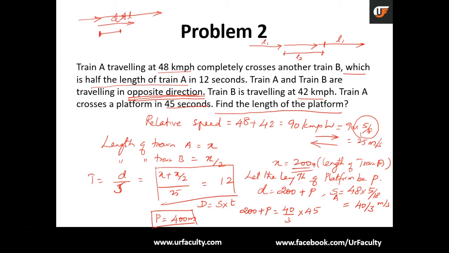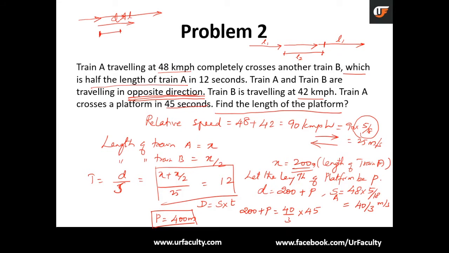Then we are asked to find out the length of the platform. Assuming the length of the platform to be P, your new distance is equal to 200, the length of train A, plus P, the length of the platform. We know that the speed of train A is 48 km per hour, which is 40 by 3 meters per second. Then the equation is pretty simple. You apply D is equal to speed into time, and 200 plus P is equal to 40 by 3 into 45. And finally, you get the answer as 400 meters.